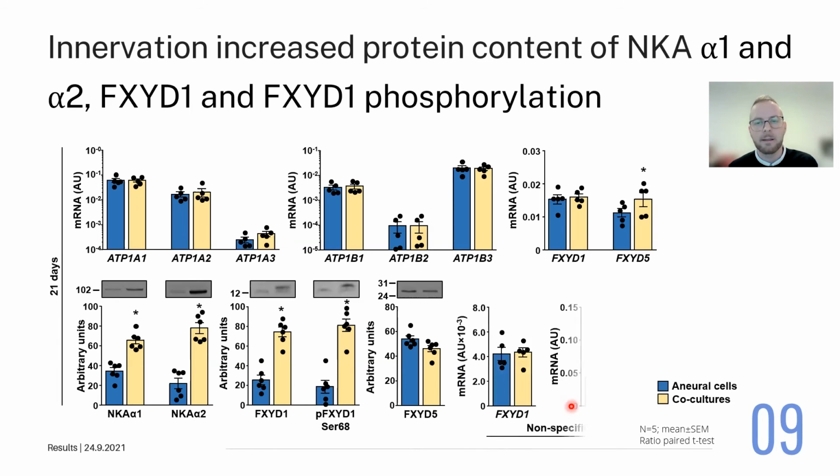Due to discrepancies in the results between mRNA levels and protein levels, we also used non-specific primers to evaluate whether there might be some contamination from rat tissue from the neural component. But we did not observe any changes in the mRNA expression with non-specific and specific primers, which points to the differences on the protein level not being due to contamination from the rat neural component.